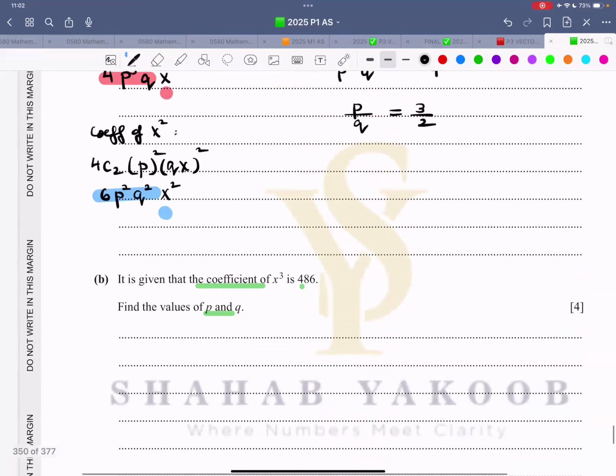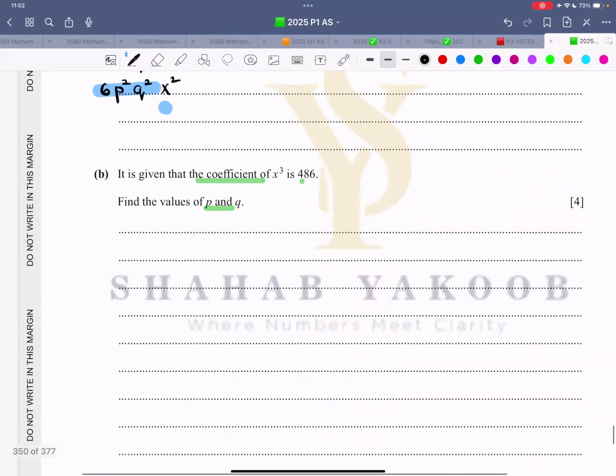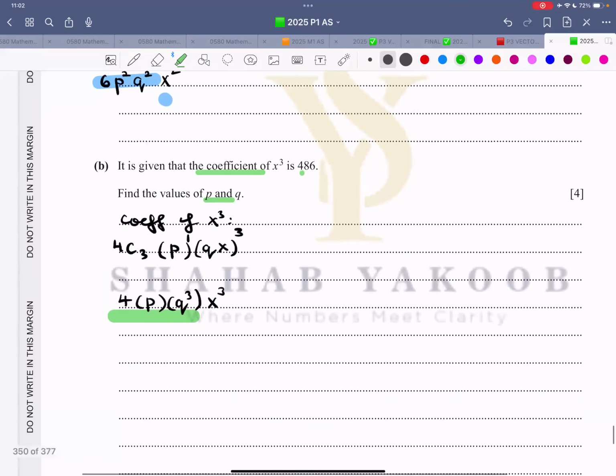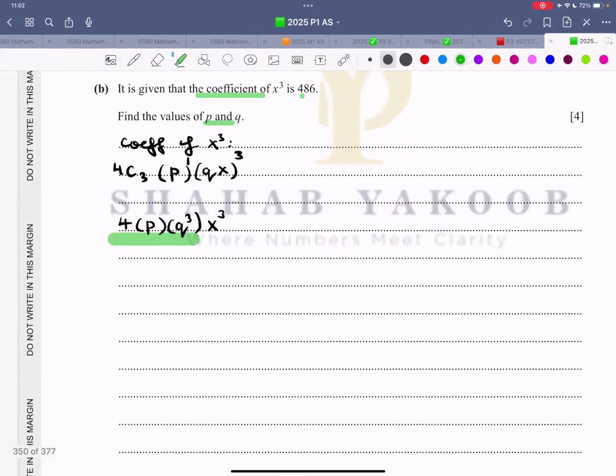Now it says it is given that the coefficient of x cube is this much. So the coefficient of x cube is 4C3, this is p, this is q, x power 1, power 3 first, and then this one. So 4C3 is 4, this is p, this is q cube, this is x cube, and that is the coefficient right over here. Now this thing is equal to 486. So 4p q cube is 486.